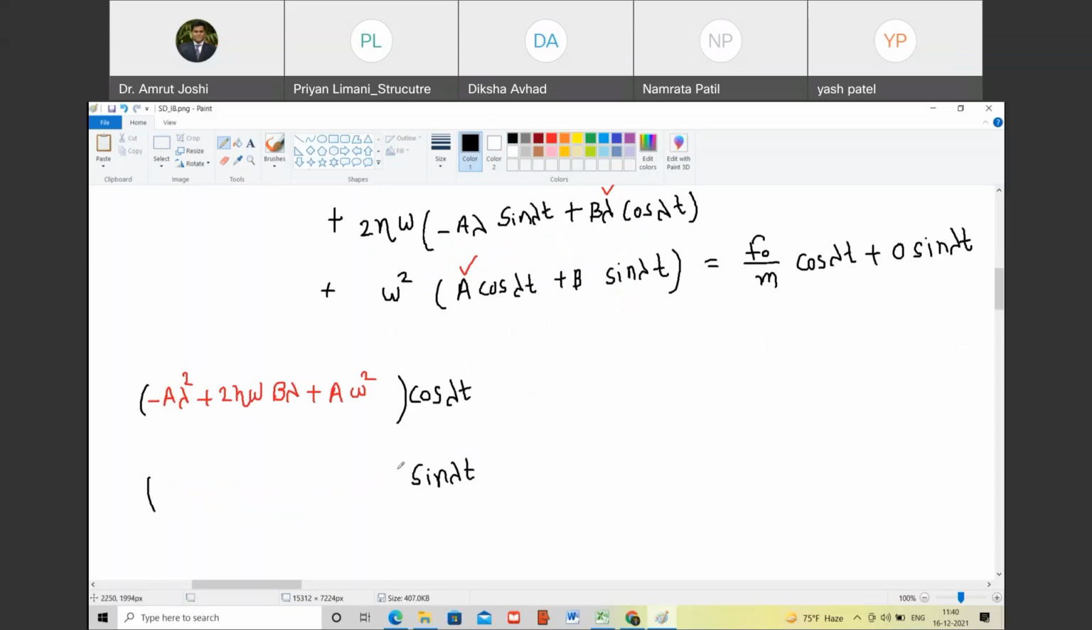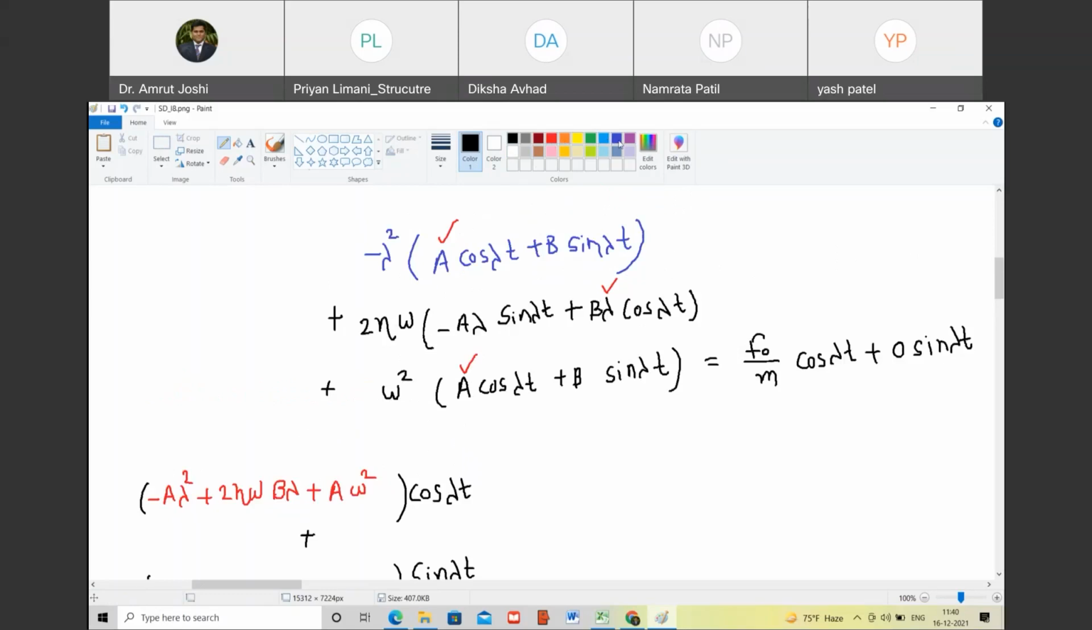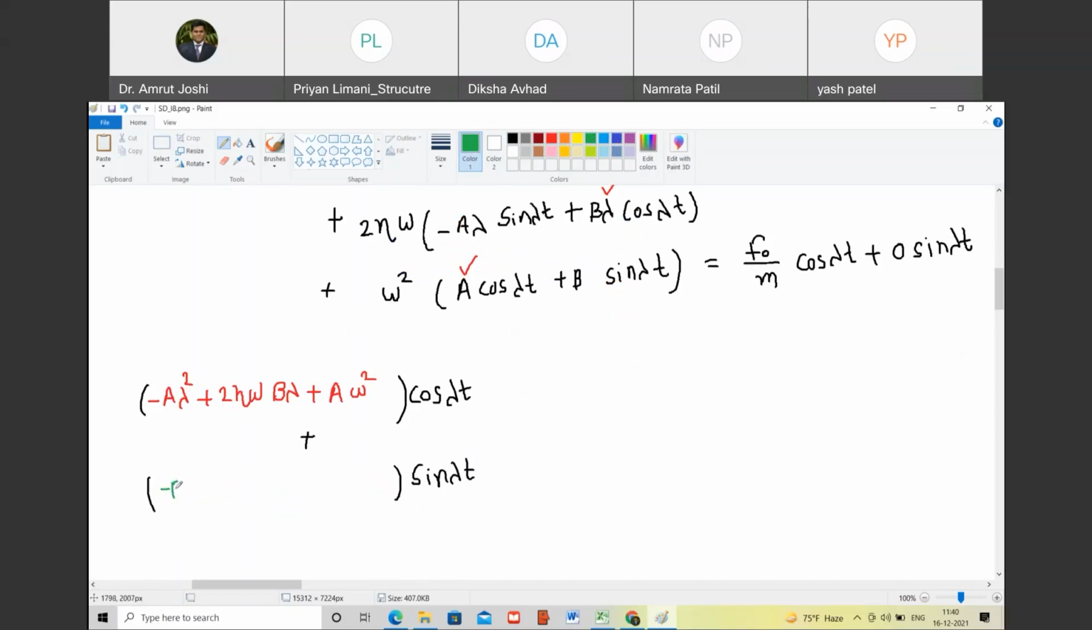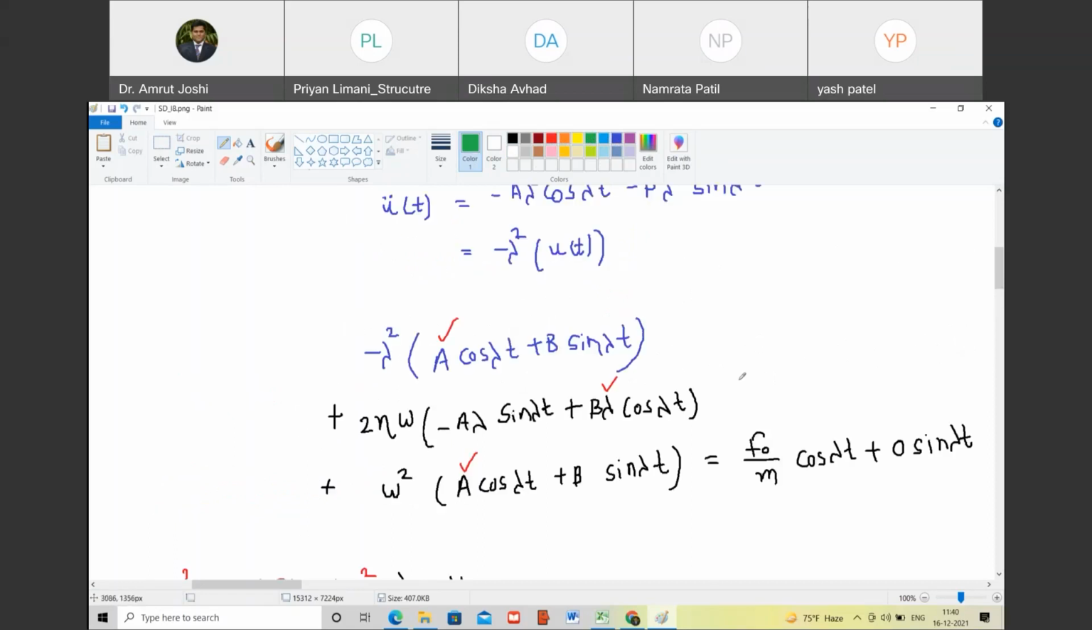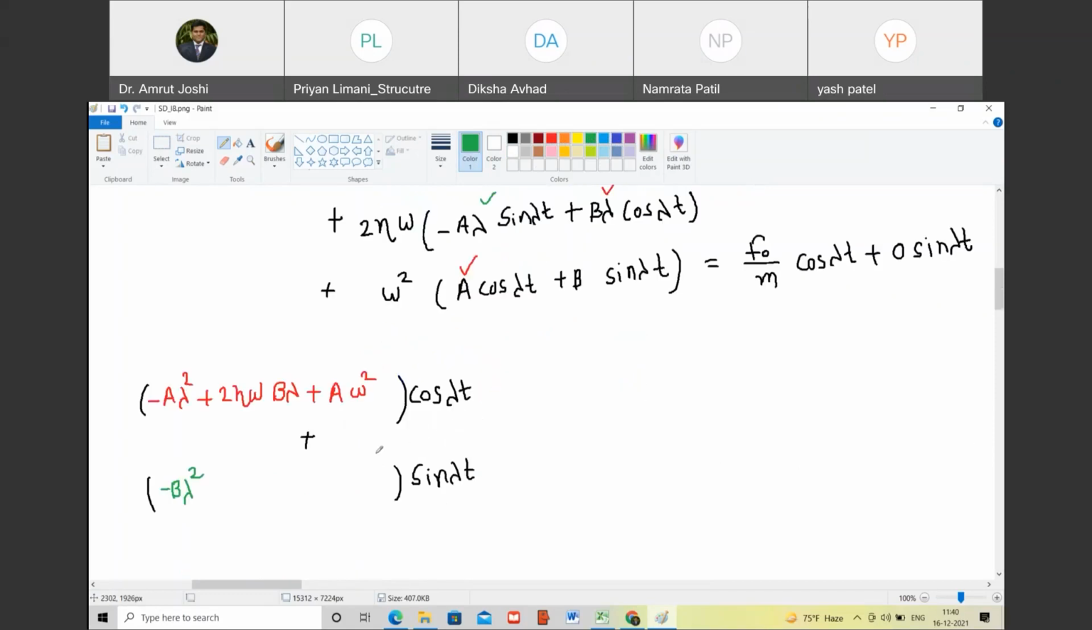So how do I collect terms in sin lambda t? And then I am going to add this together. So which are the terms of sin lambda t? Tell me first. Minus b lambda square. Minus b lambda square. So which term are we taken care of? This term we are taken care of. Minus 2 eta omega a lambda. So minus 2 eta omega a lambda. This term is being taken care of. And now this is b omega square. So plus b omega square. Do you agree with me? This term is being taken care of.